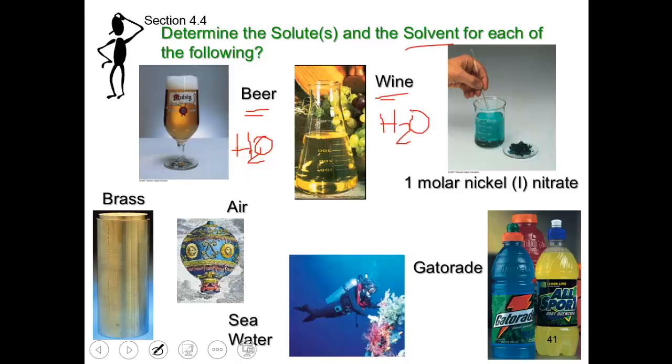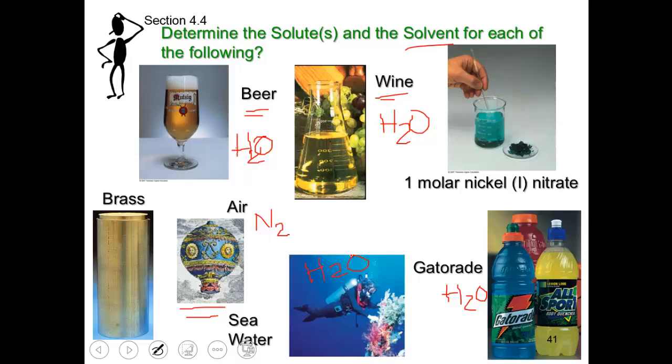It would be water. But what if we looked at something like air? You have to look at all the different parts of air and figure out which one is present in the most amount. Hopefully you pick nitrogen, because it's about 75% of the atmosphere. Gatorade, I probably think it's going to be water. Guess what's seawater? Water.